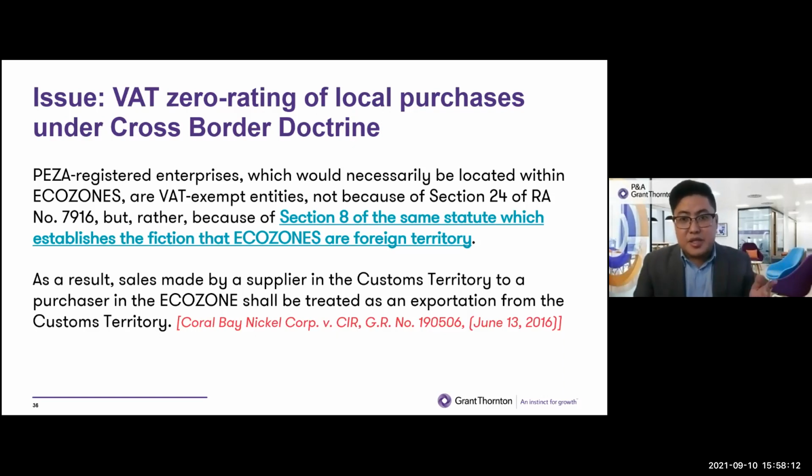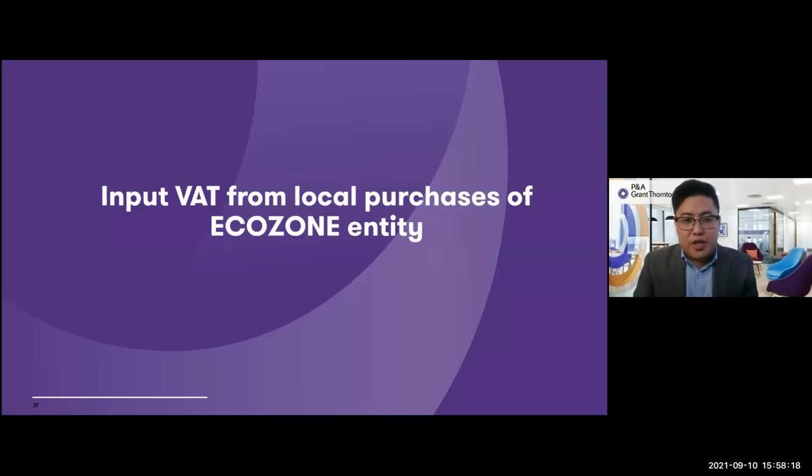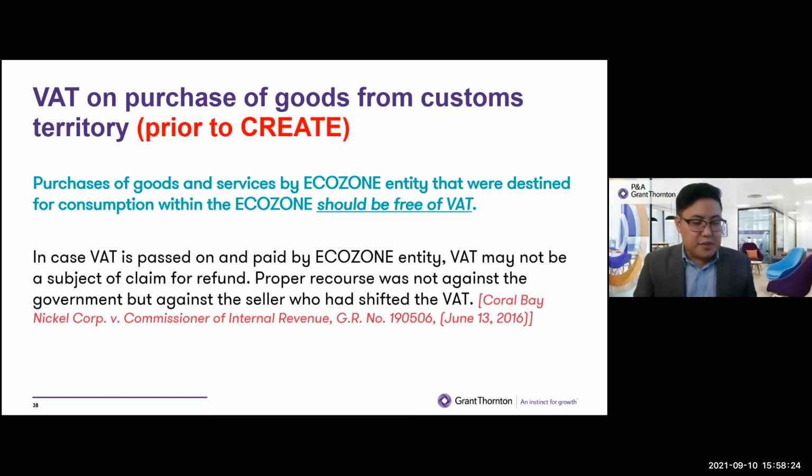The purchases, it entails input VAT. That's the 12% VAT passed on to you by your supplier. So for the input VAT from local purchases of Ecozone entity, what's the treatment? Prior to CREATE, or before the CREATE law, purchases of goods and services by Ecozone entity that were destined for consumption within the Ecozone should be free of VAT, right? In case VAT is passed on and paid by the Ecozone entity, the VAT may not be a subject of claim for refund. Instead, the proper recourse was not against the government, but against the seller who shifted the VAT to somebody located in the Ecozone. That's prior to the CREATE law.